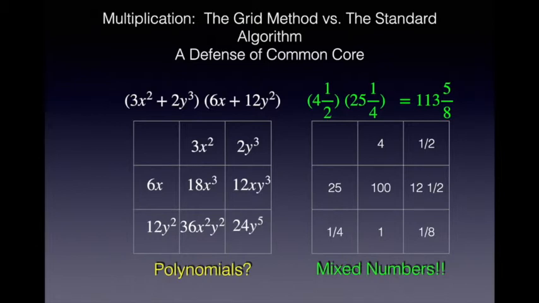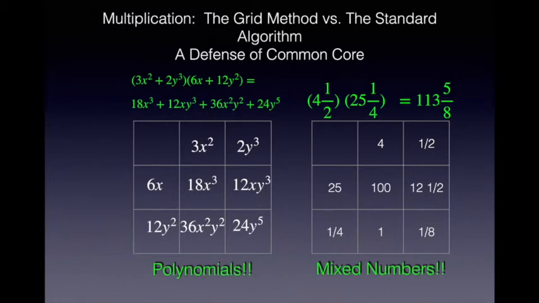And now I just add up the parts, and I get 3x squared plus 2y cubed times 6x plus 12y squared equals 18x cubed plus 12xy cubed plus 36x squared y squared plus 24y to the 5th. Certainly can't do that with the standard algorithm.